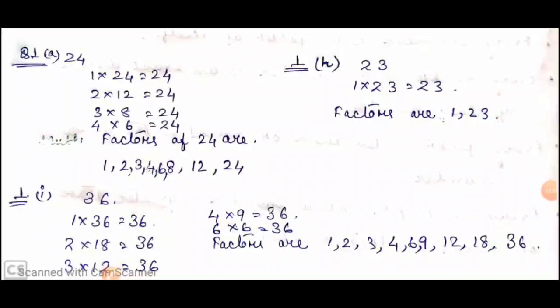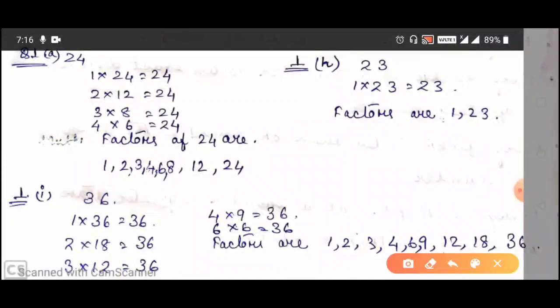Here the number given is 24. We have to find the factors of 24. So for that we have to write it as 1 into 24, 24. Then whenever we have written 1, we have to think about 2. So 2 into 12 is 24.